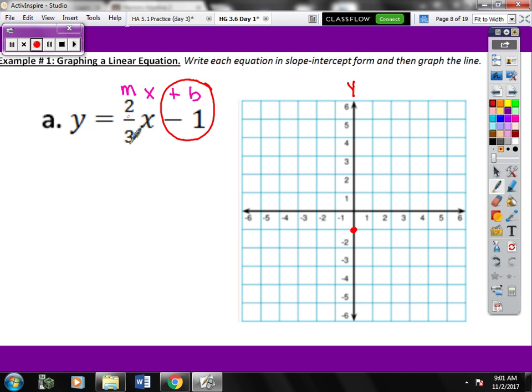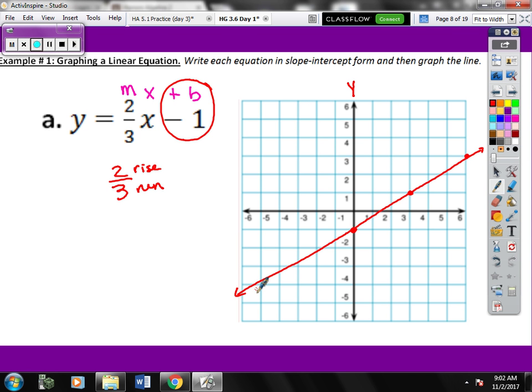Then we're going to use the 2/3 to move. So remember, this is rise over run. So we're going to rise up 2, and then we're going to run over 3. So from the y-intercept, I'm going to count up 2 and over 1, 2, 3, and put a point. I'll also do it again, up 2 and over 1, 2, 3, and put a point. Then you'll use a ruler or your best attempt to draw a straight line through those points.